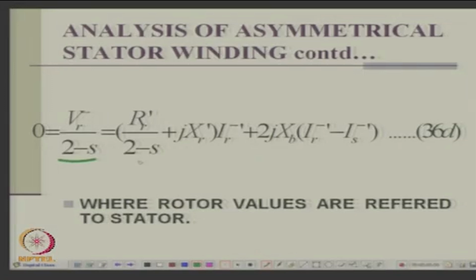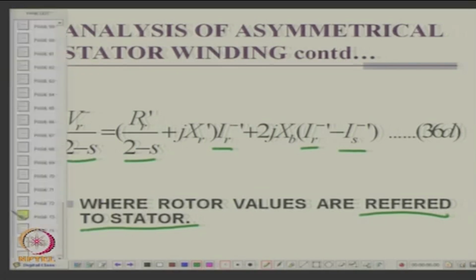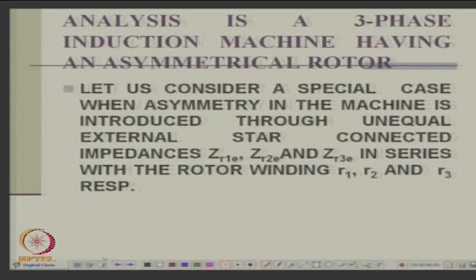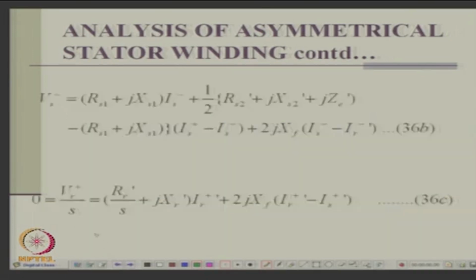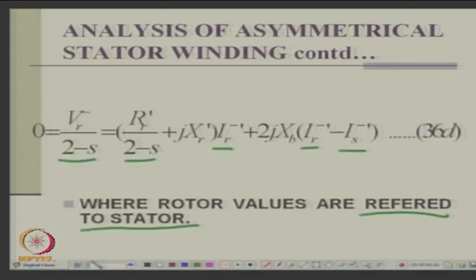Then you have Vr dash by 2 minus S, Rr dash by 2 minus S, Ir dash, then Ir minus dash, Is minus dash, with rotor values referred to stator. So, I have written expressions for the stator and rotor. What will it give you? See, this equation we have written for 2 minus S for x.